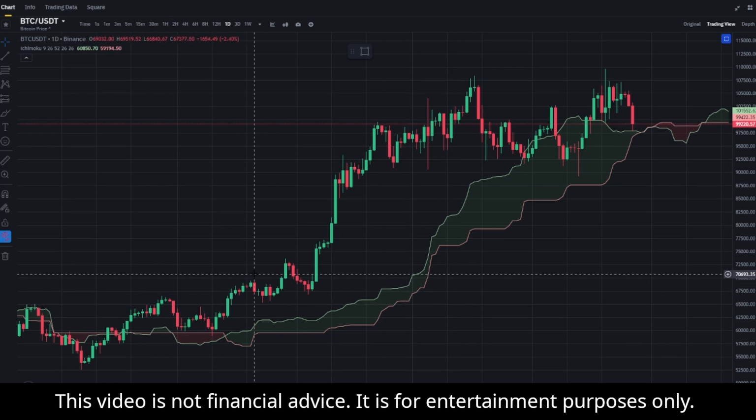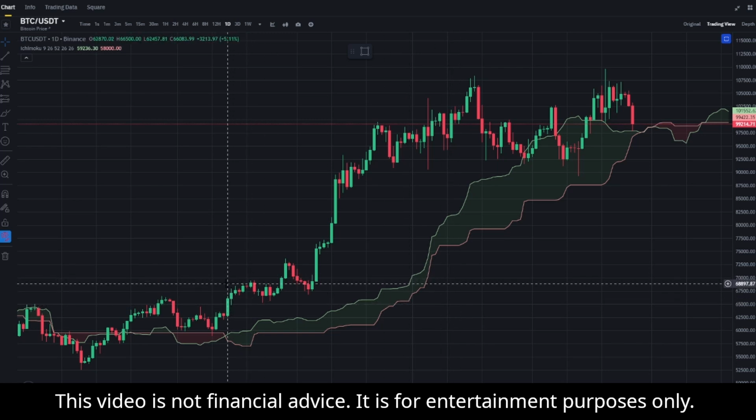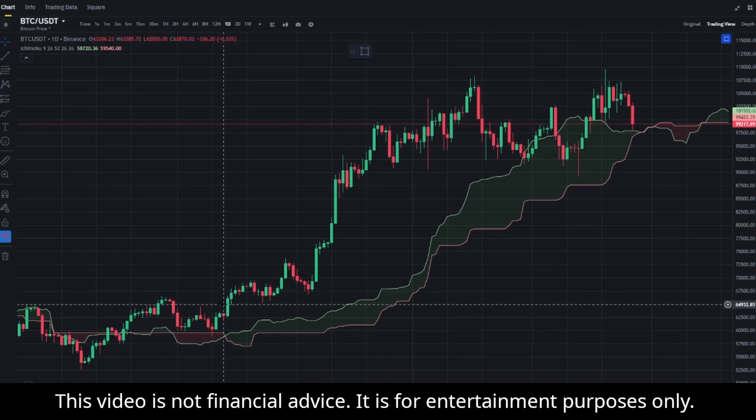Here's the long entry rule. We just enter when the cloud becomes green. So when the green line crosses above the red line, we enter long. So I think this is this candlestick on October 14th of 2024 here on Bitcoin.